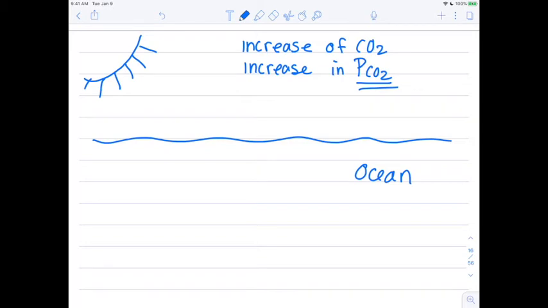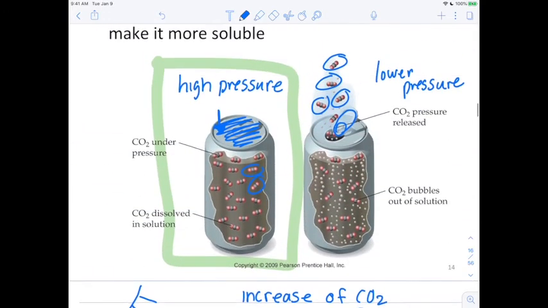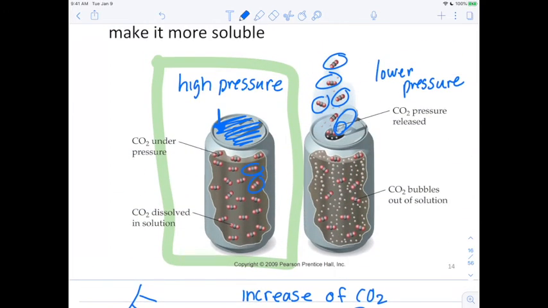All right, so what's going on is the pressure of the CO2 is now pushing down on the ocean and the other bodies of water. As it pushes down, more CO2 is dissolved. So the CO2 is getting pushed into the water by this increase in pressure the same way it was getting pushed into the soda.